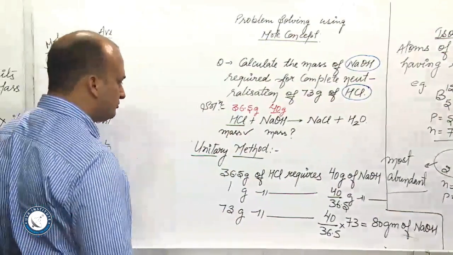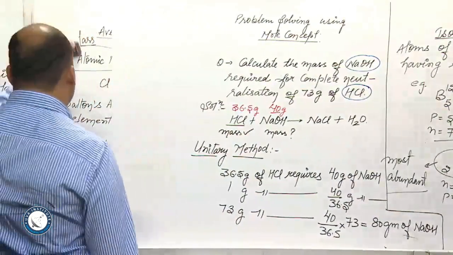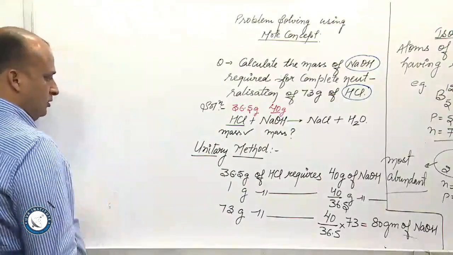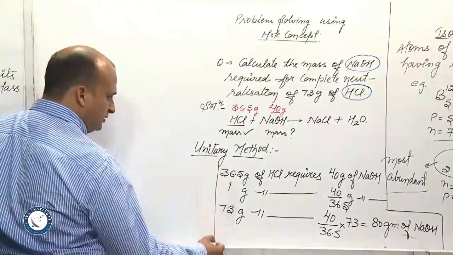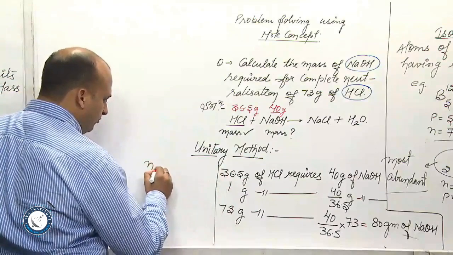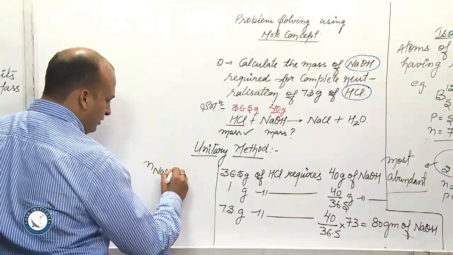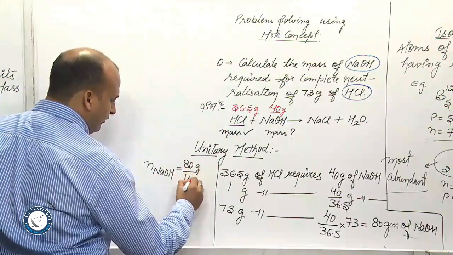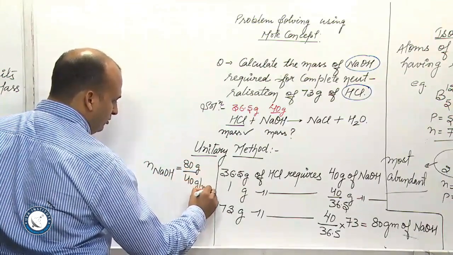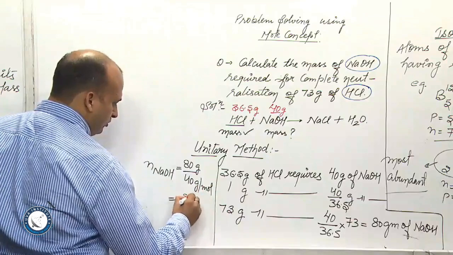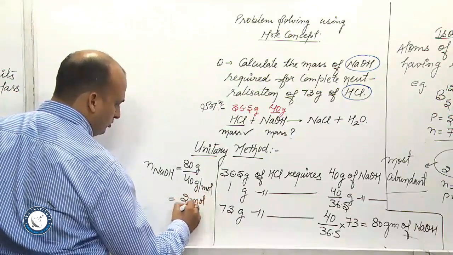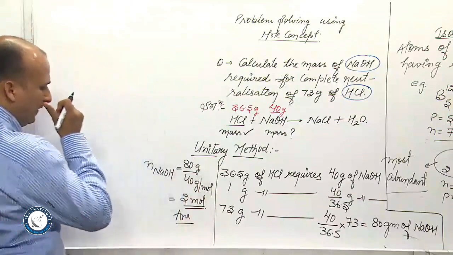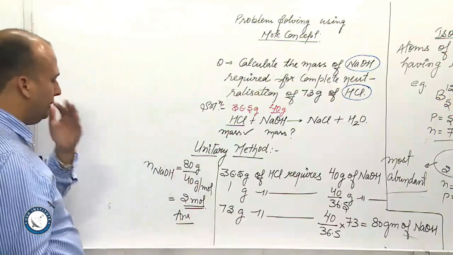Okay. So you got 80 grams of NaOH. Now, as they are asking in the question that you have to find out the number of moles, you will say number of moles of NaOH is equal to 80 grams divided by 40 gram per mole, is equal to 2 moles. This is the answer. Now this is while you are solving it by the unitary method.